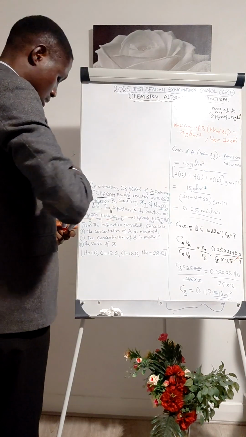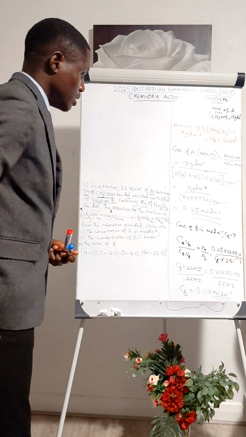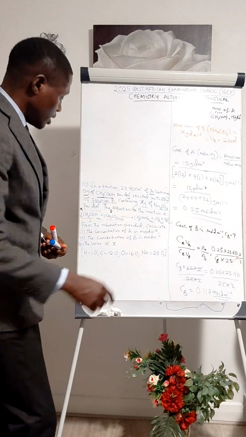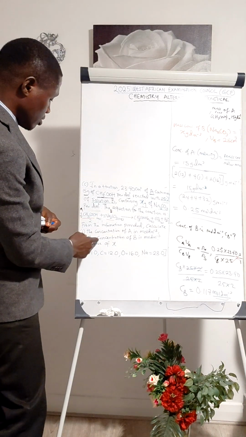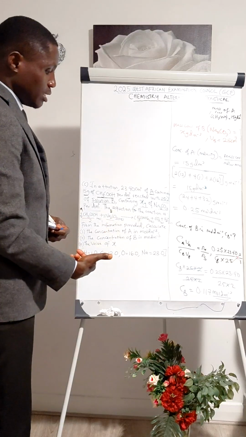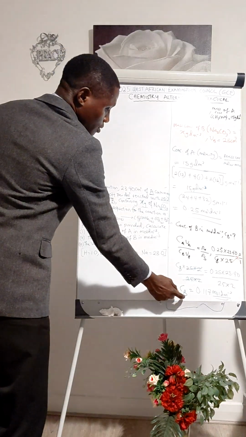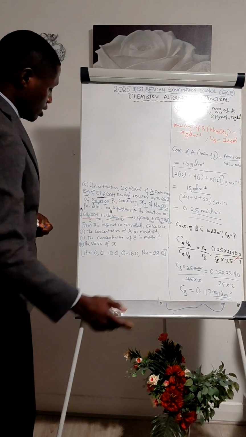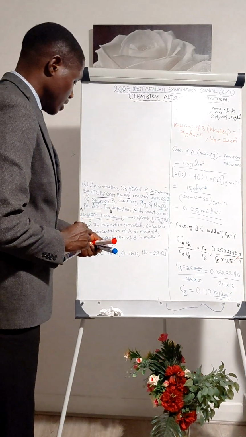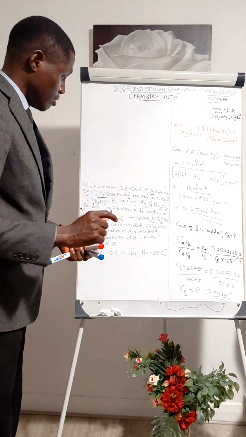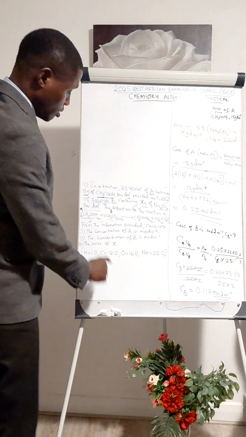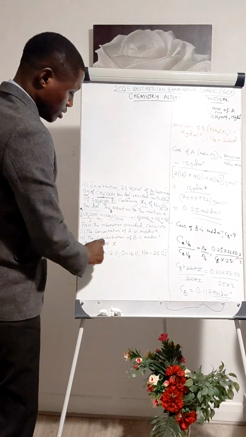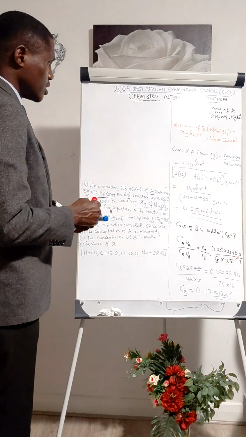So we successfully got that. So what we're going to do next is to get the next question correctly. Now the next question is the concentration of B in mole per dm cube. So we've gotten the concentration of B in mole per dm cube. The next one is the value of X. The value of X is the same thing as what?